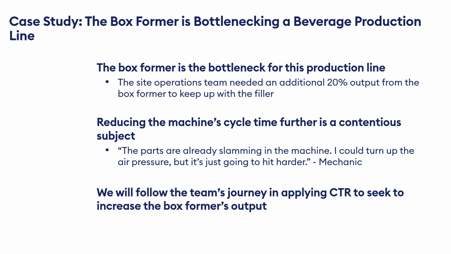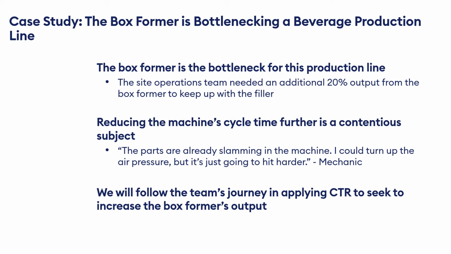On this production line, it was the box forming machine that was the bottleneck. It's a pretty standard beverage line. You blend the beverage contents, you pasteurize them, blow mold bottles from preforms, fill those bottles, cap and label them, then pack them into cases and palletize those cases for shipping.